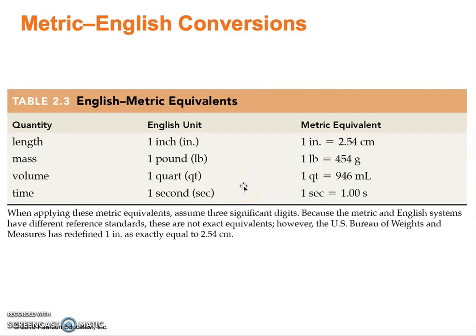The equivalence to the metric system is that 1 inch equals 2.54 centimeters, 1 pound equals 454 grams, 1 quart equals 946 milliliters, and 1 second is the same as in the metric system. These metric equivalents you will use a lot. We also call them unit equations, remember? You will use them when you're working on unit conversion.